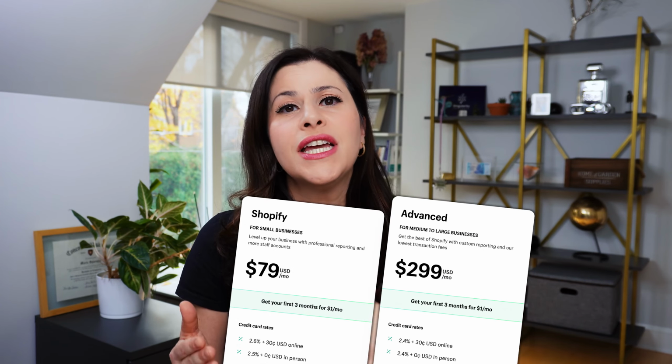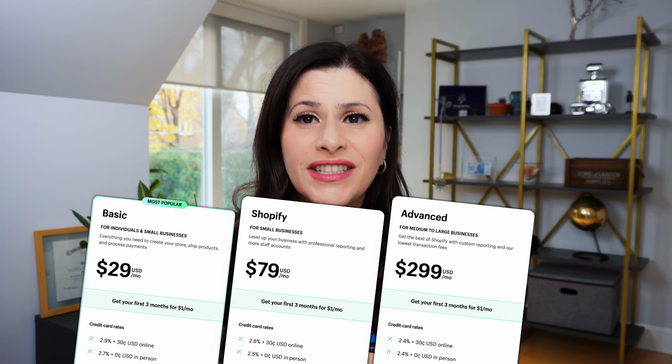So before you jump the gun and start taking these large plans and thinking, it's just a couple of cents, but I'll be saving, you need to consider and do the math. What is your average ticket? Like, what are you basically selling your product for? And do the calculations between the 2.4%, the 2.6%, and the 2.9%.